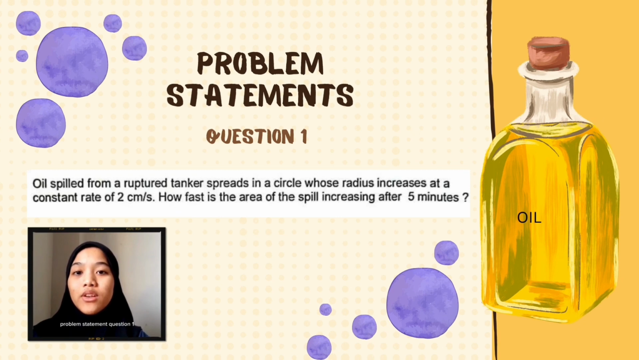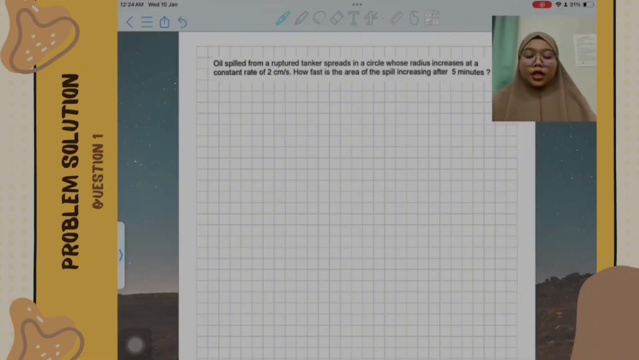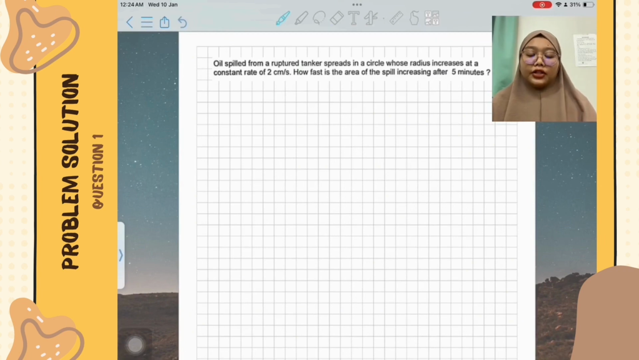Problem statement. Question 1. Oil spilled from a ruptured tanker spreads in a circle whose radius increases at a constant rate of 2 cm per second. How fast is the area of the spill increasing after 5 minutes? So next, let's solve this question number 1.